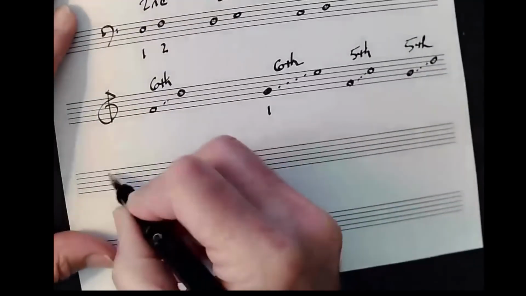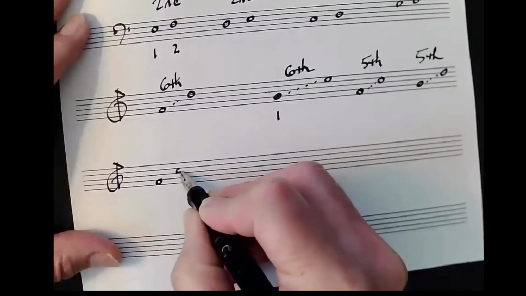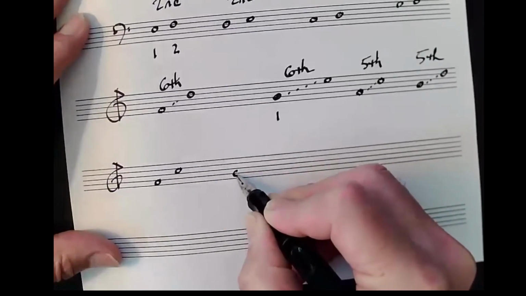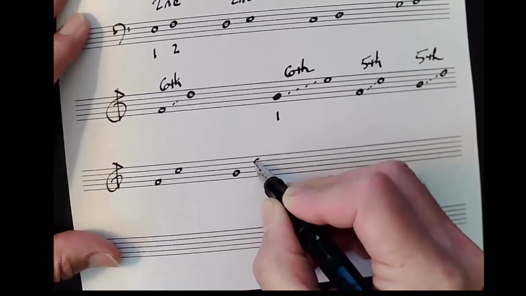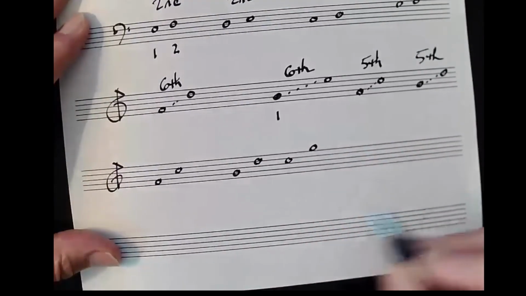Most people get pretty good at being able to recognize fifths. They are rather recognizable. Space, skip a space, and then a space, or line, skip a line, and then a line, or space, skip a space, and then a space. Those are fifths.